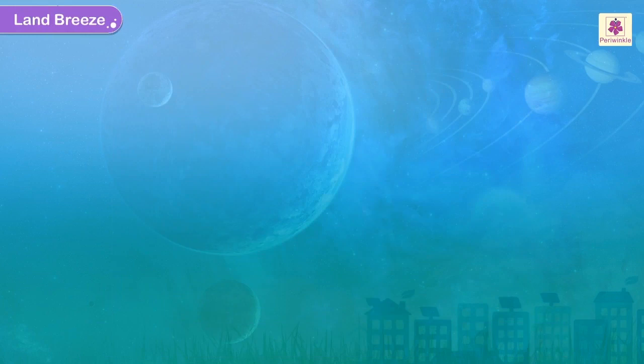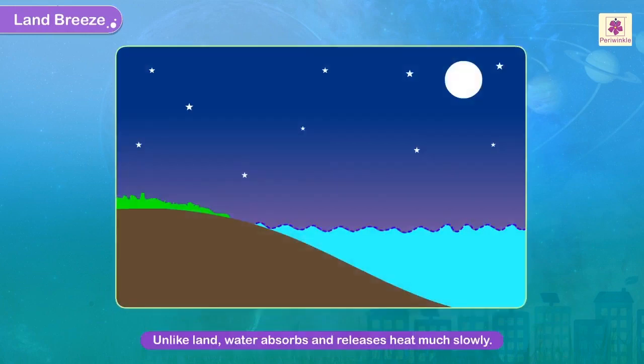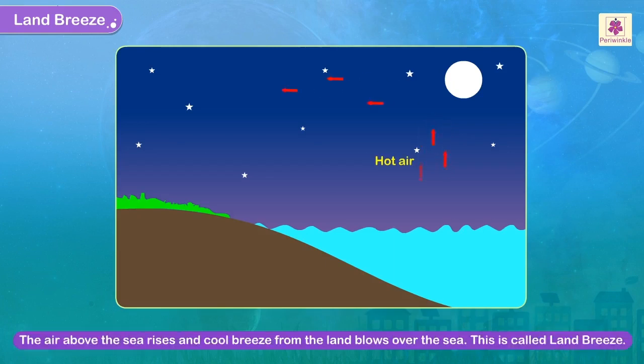Land breeze. Unlike land, water absorbs and releases heat much slowly. So, in the night, when the land is cooler than the sea, the air above the sea rises and cool breeze from the land blows over the sea. This is called land breeze.